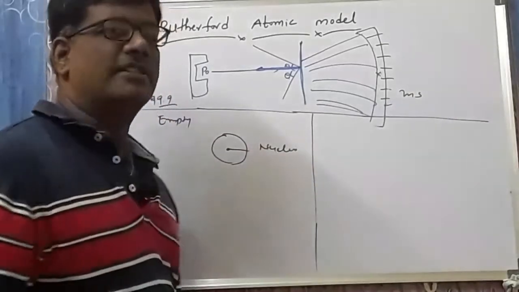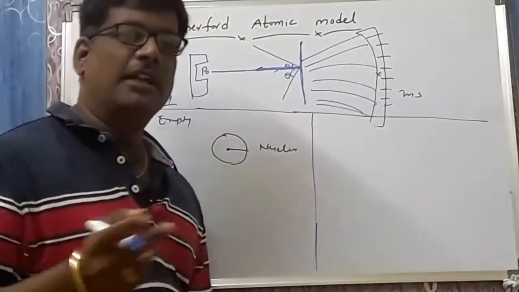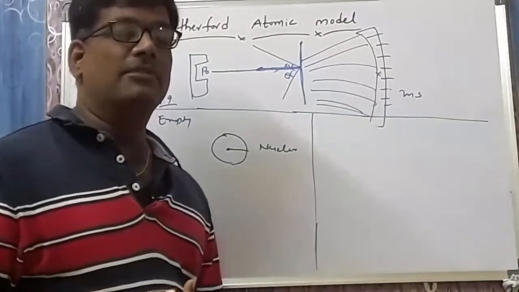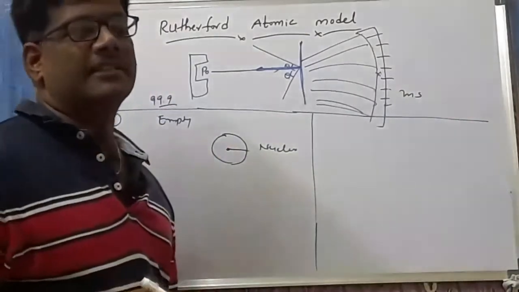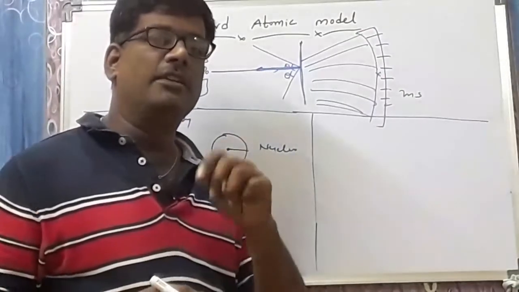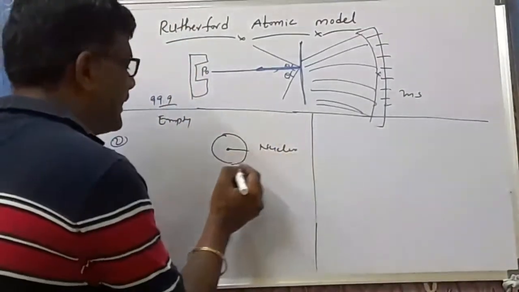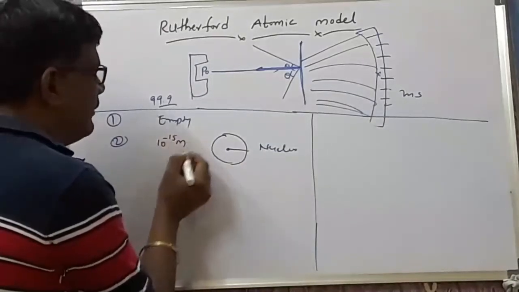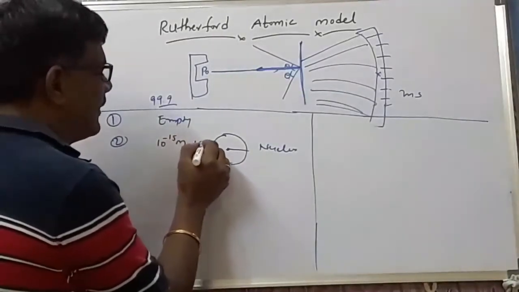So the nucleus was discovered by Rutherford. Not only did he discover the nucleus, he also calculated the radius of the nucleus. I am not talking about the atomic radius, but the radius of the nucleus. And the radius of the nucleus is observed in the range of 10 to the power of minus 15 meters, which is called 1 Fermi.